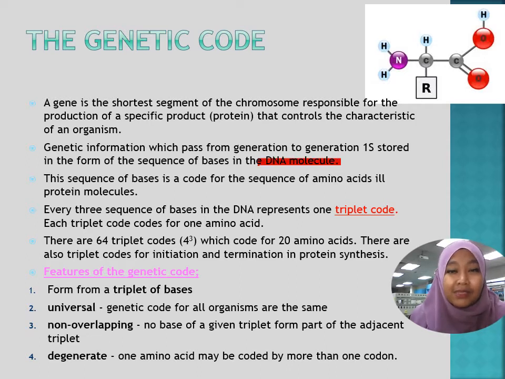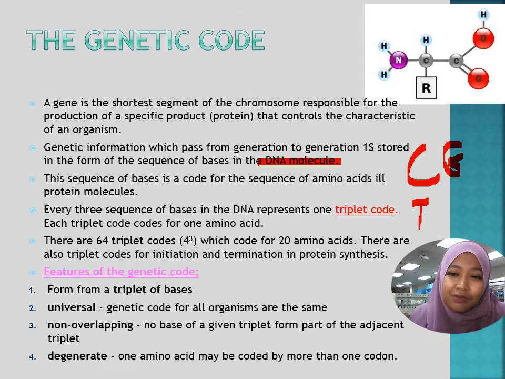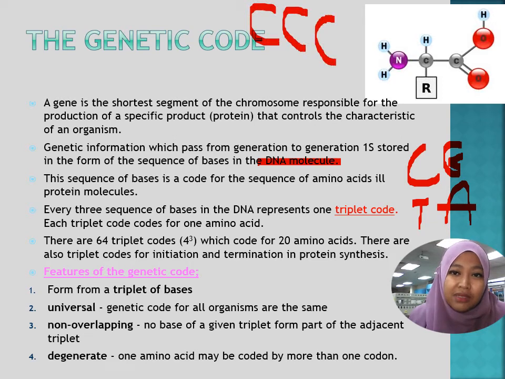Basically, this base code is made from purines and pyrimidines. We have C, G, T and also A. When these bases are arranged in threes, it is a triplet code, meaning that 3 bases equal 1 codon. One codon codes for a specific amino acid. So we have 64 triplet codes, coding for 20 amino acids.